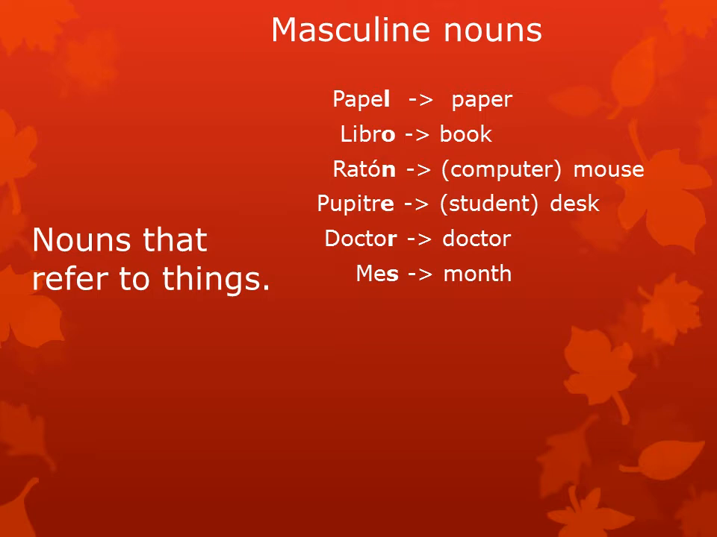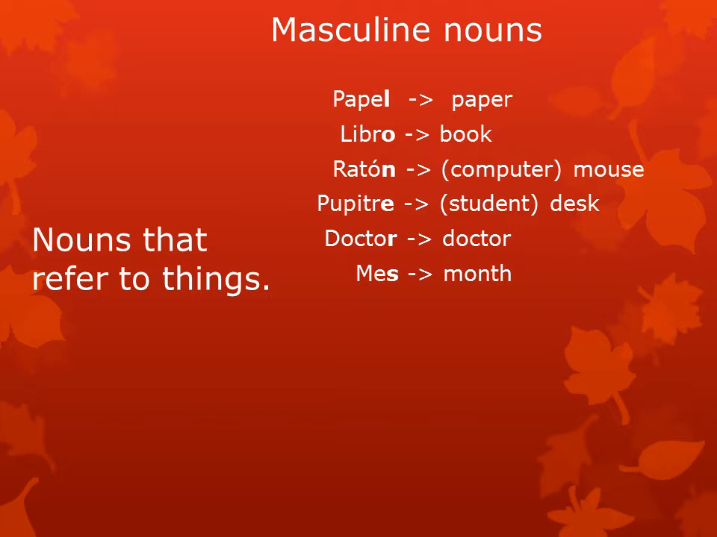But let's think about it. If I'm looking at a piece of paper, I can't look at the paper and say, oh, this is a girl paper, or nope, it's a boy paper. No, it's a thing. Things don't have gender in that sense. These are just tricks for you to understand really the article that goes along with the noun.